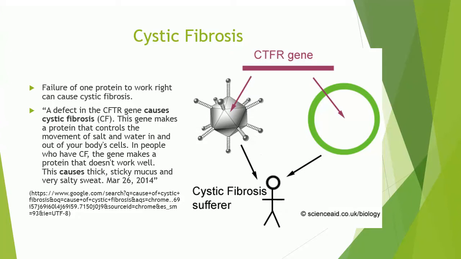So it's a defective CFTR gene that causes this, and the gene makes a protein that controls the movement of salt and water in and out of your body's cells. And so if you don't have that gene, that can't work properly. In people who have CF, the gene makes a protein that doesn't work well, and this causes thick, sticky mucus and very salty sweat.